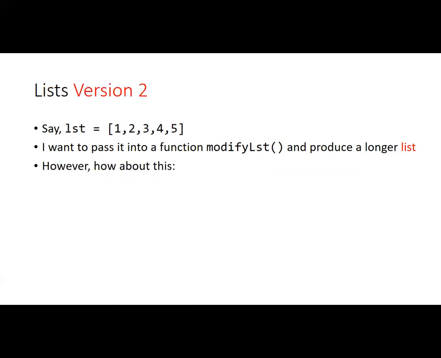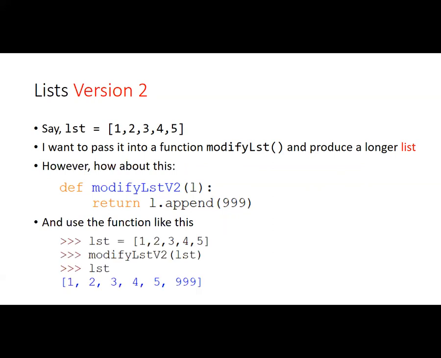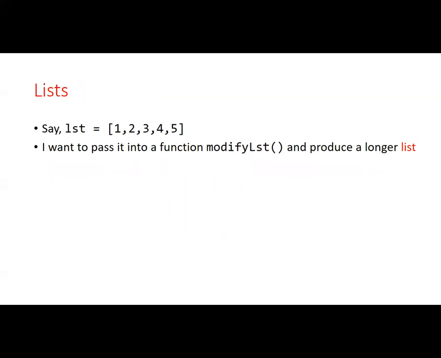Or I have version 2. How about I do this? Right, so I just modify the original one, just add one more, right? And I can use a function like this. I don't need to say LST equal to that. If I write LST equal to that, that means whatever result, I will replace with the result. Okay, let's go back to that. This one, right?